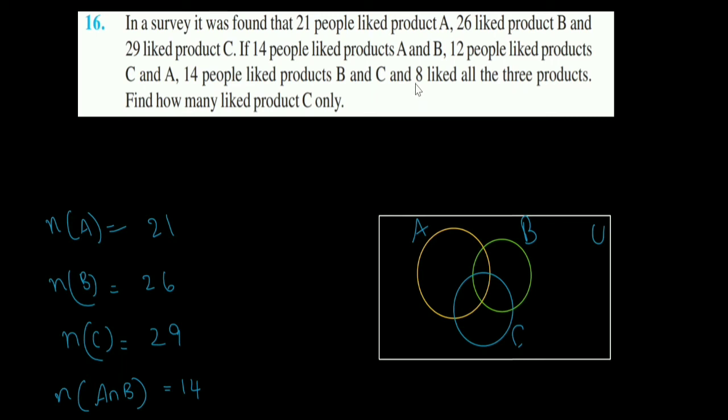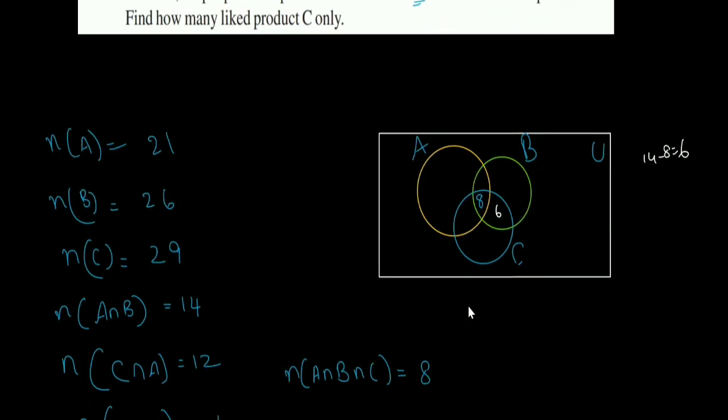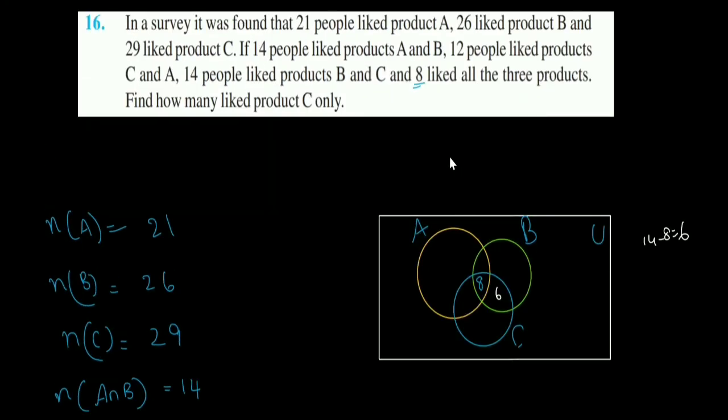Now what you should write first, 8 liked all the three. So put 8 in the middle. 14 liked B and C. B and C is this region. 14 you cannot write because you have already written 8. So 14 minus 8, what is that? 6. So you write 6 here. So B and C is 6. Now A and B is, how many like A and B? 14. So A and B is this region. Already you wrote 8 here. So 14 minus 8, again 6 here.